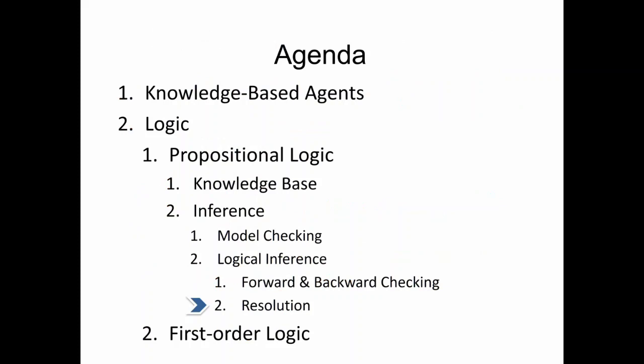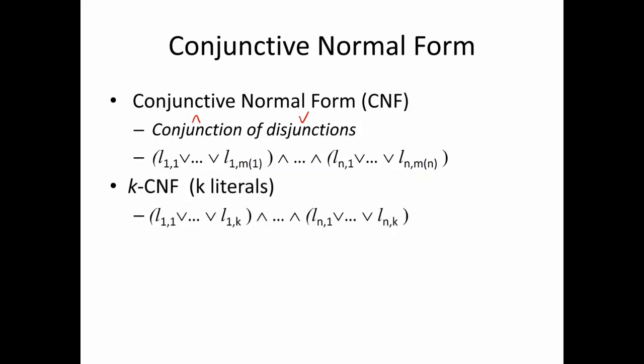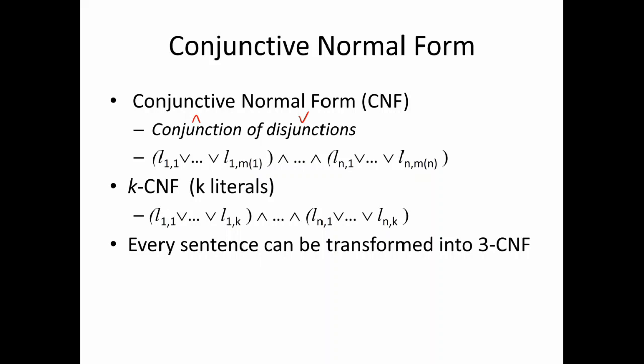The second logical inference technique is called resolution. For resolution, we need to learn something called conjunctive normal form, or CNF. In CNF, we want every sentence to be conjunctions of disjunctions, so ANDs of ORs. If there are k literals in the groups of disjunctions, then it's called kCNF. So if we have 3 terms in each disjunction group, then it will be called 3CNF. And we also know that every sentence can be transformed into 3CNF.